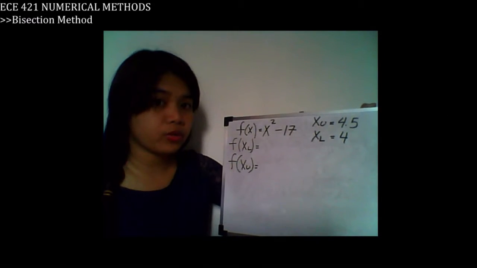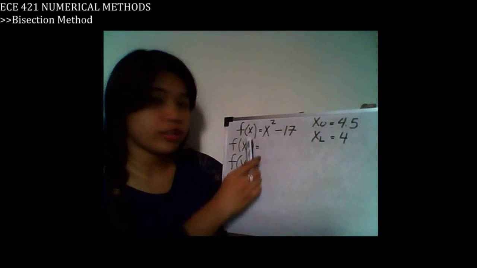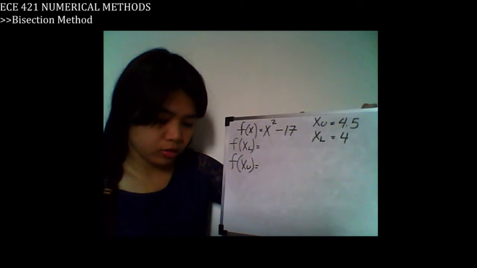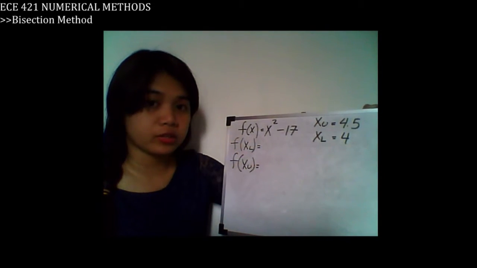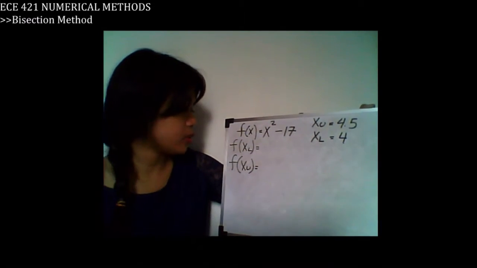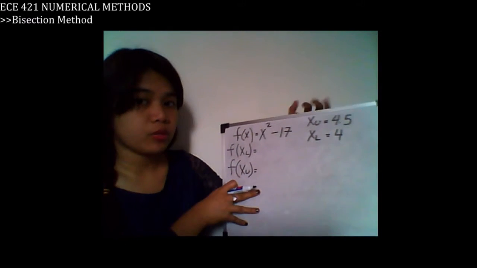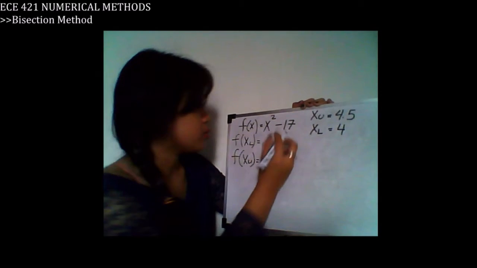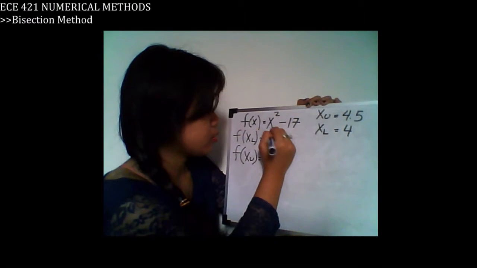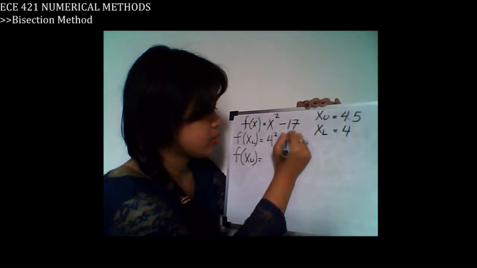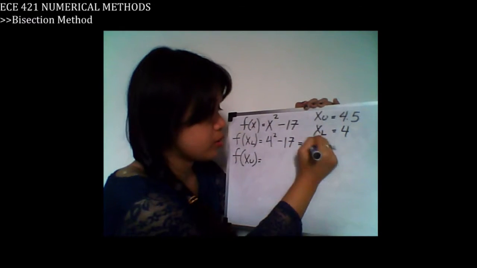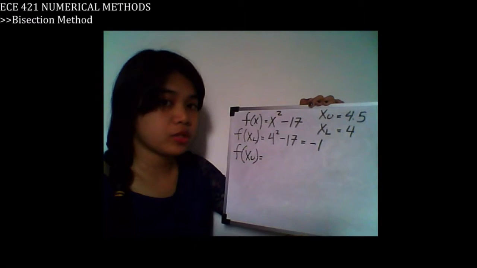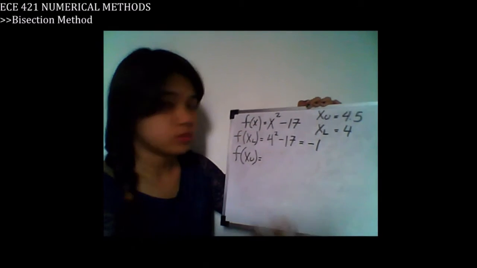So now we're going to use the bisection method to find the root of the function x squared minus 17. So xu and xl are now set, and to find the function of xl, we need to substitute the value of xl to the function of x. So we have here 4 squared minus 17 is equal to -1. And to find the function of xu, we need to substitute the value of xu to the value of x.